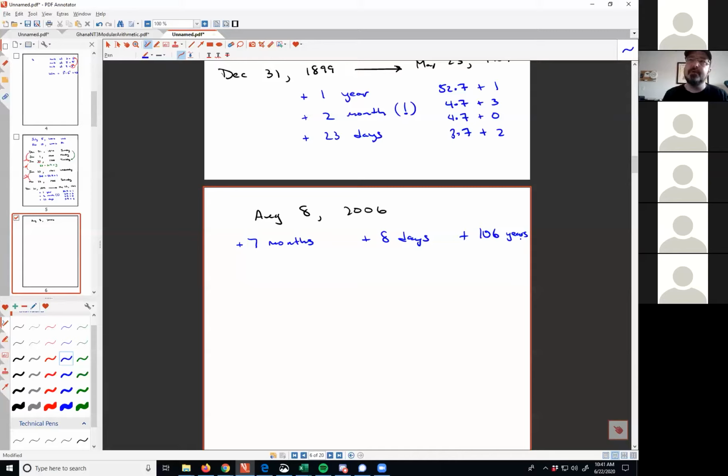So now we add up 25. So we're going to add up all the days that pass here. And now the 7 months, that's the toughest thing, right? Because we go through all the days in January, all the days in February, all the days in March, April, May, June, and July. So this is the toughest part. That's a lot of work, right? Whereas we add 8 days here, and then we add 106 plus 106 divided by 4 rounded down, which is 26. So we have 106 plus 26, which is 132.